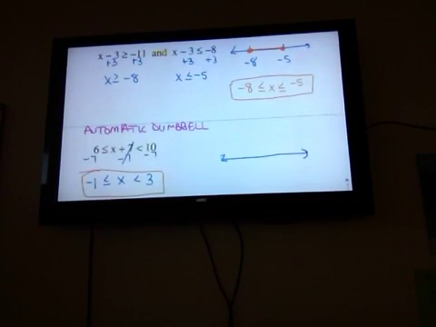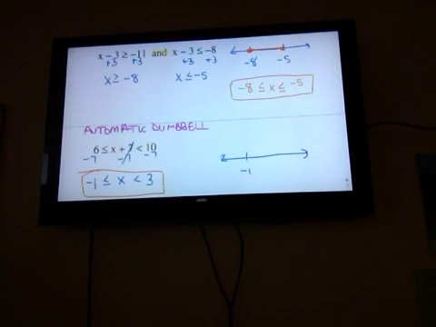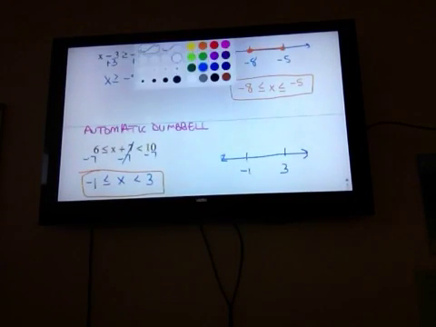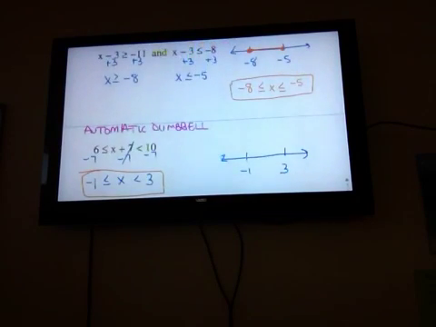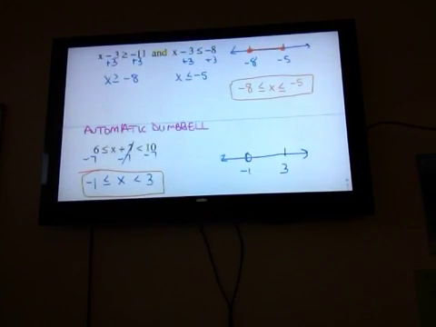We don't need to rewrite that because it's done. We don't need helper graphs because we know it's going to be a dumbbell between negative 1 and 3. Automatic dumbbell. I put it on orange. That's a closed one. That's an open one. So no helper graphs needed on that question.